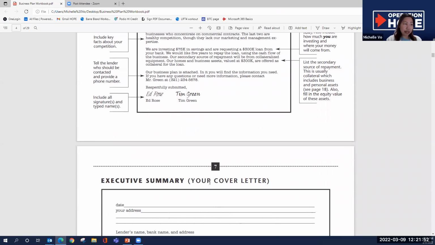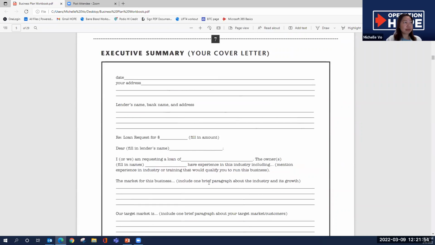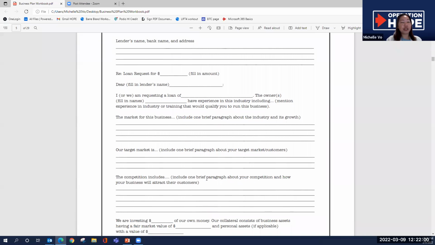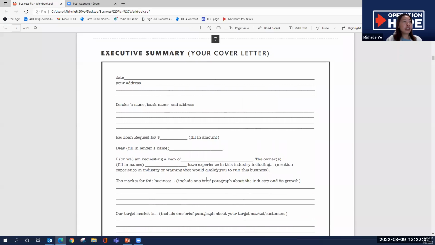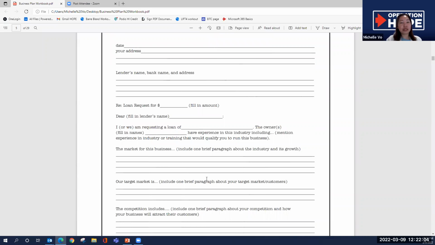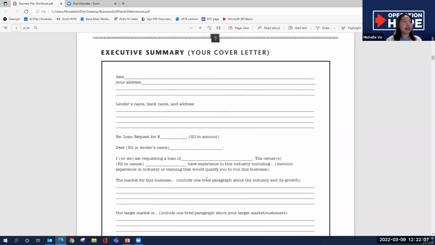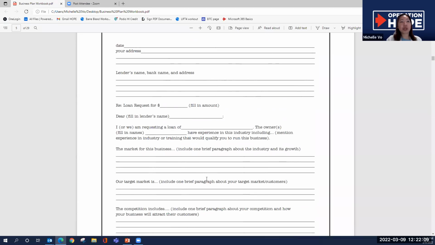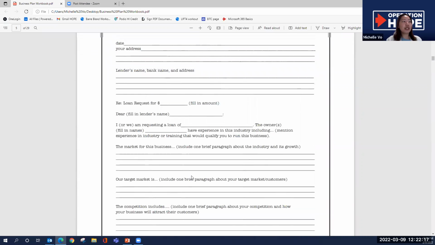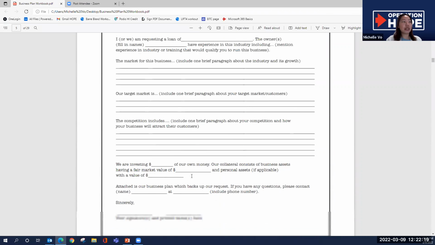The greatest thing about this workbook is we do have the executive summary as basically your cover letter, and we do have a template for it. So literally you can use this, like this is actually a sample cover letter. You can literally just print this out and handwrite or type in your company information. You can change it up however you see fit, but we do have a template ready to go if you want to give that a shot.